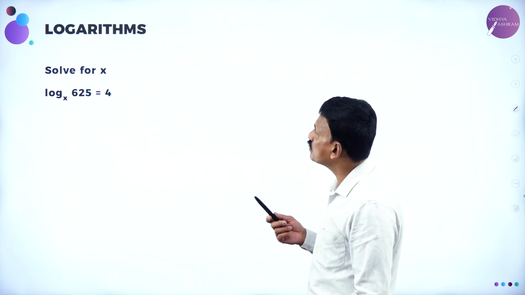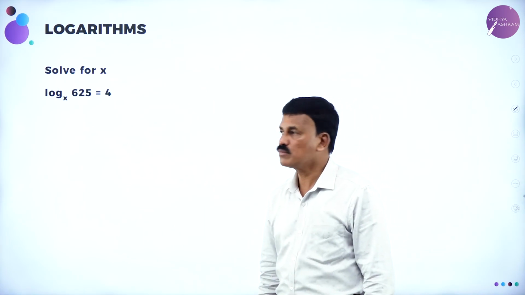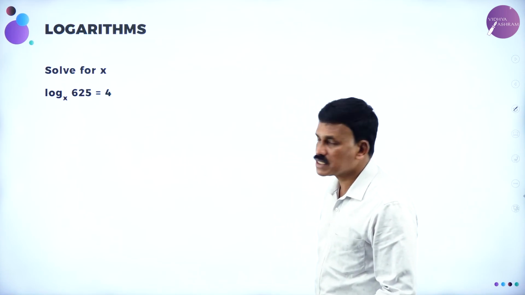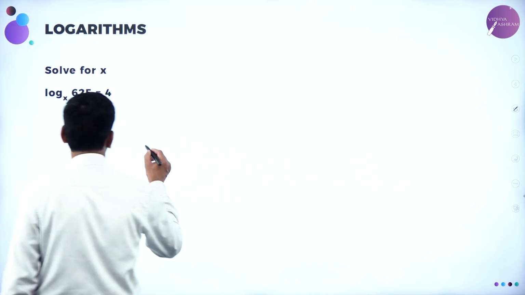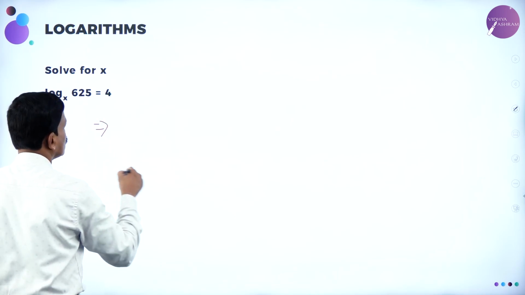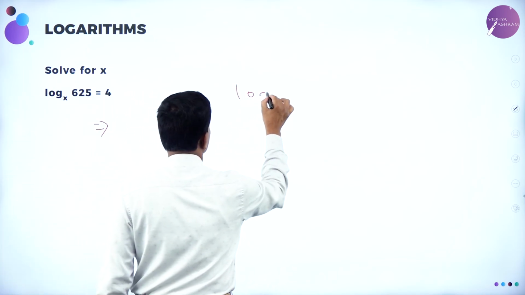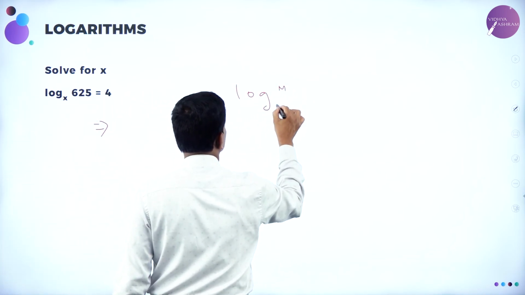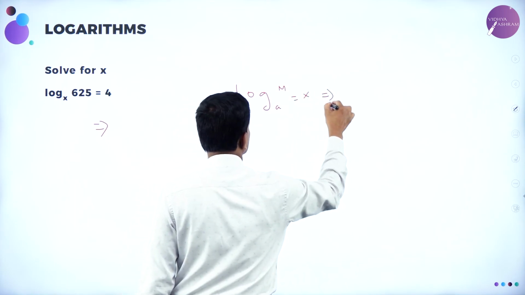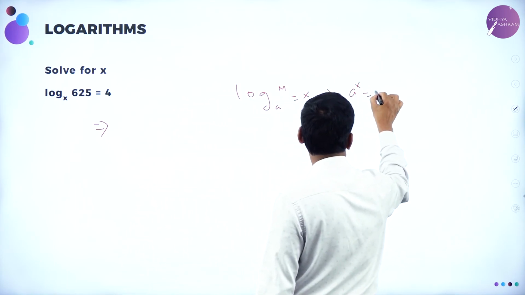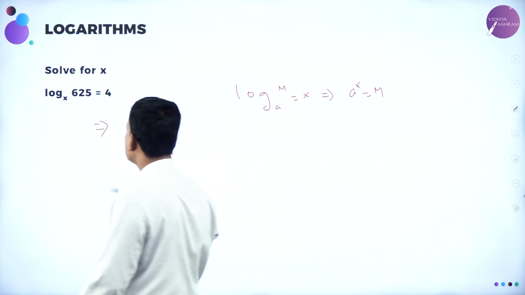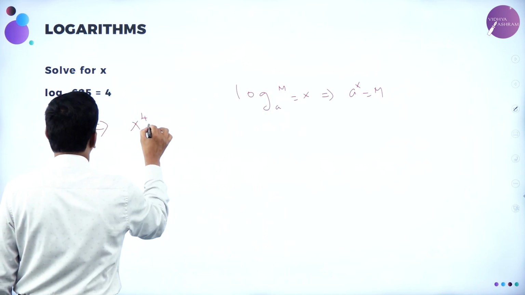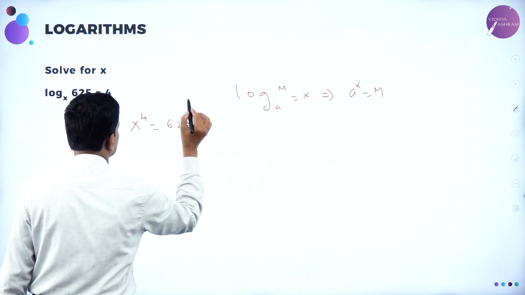Now let us come to the next problem. What is the problem given? Logarithm of 625 to base x is equal to 4. Same. So if you convert this, according to the definition, logarithm of m to base a is equal to x implies a to the power of x is equal to m. So this implies x to the power of 4 is equal to 625.